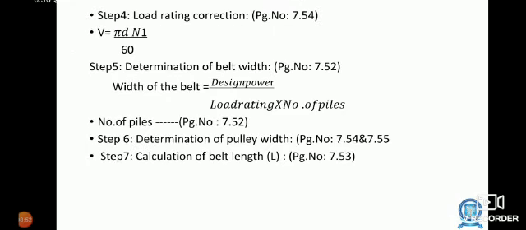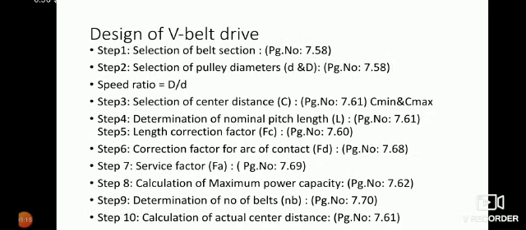V equals pi d n1 divided by 60. Step 5, finding the belt width. Belt width equals design power divided by load rating times number of plies. Number of plies can also be selected from the data book, page number 7.52. Step 6, finding the pulley width. Step 7, calculation of belt length L. These are the systematic procedure of flat belt drive.